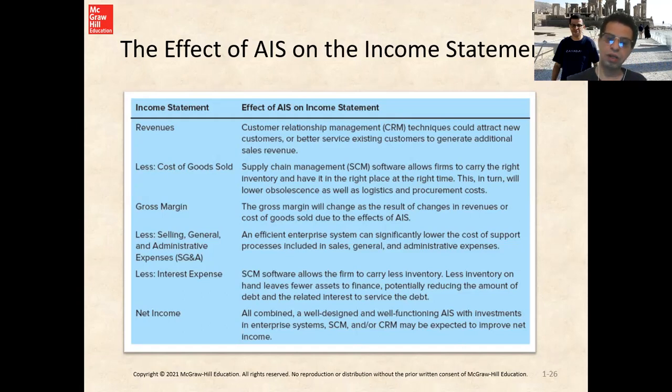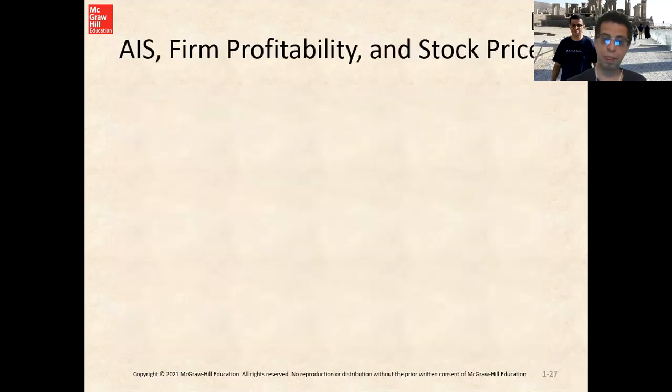And the list goes on. So selling, general, and administrative expenses, less interest expense, and net income. You can go through them and understand how. For example, for net income, all combined, a well-organized, well-functioning AIS with investment in the enterprise, supply chain management, and/or CRM may be expected to improve net income. It definitely will have an effect.